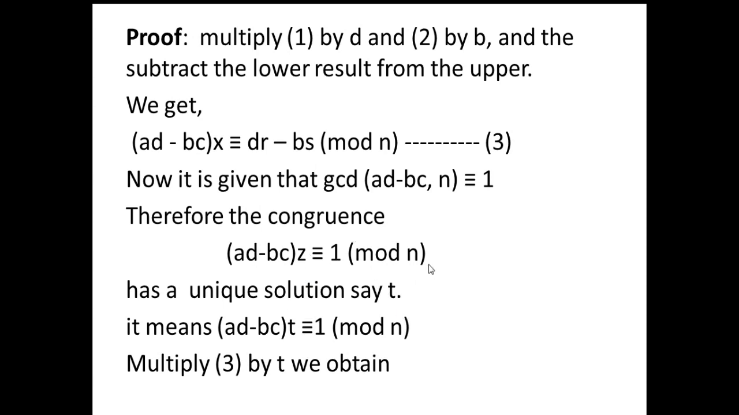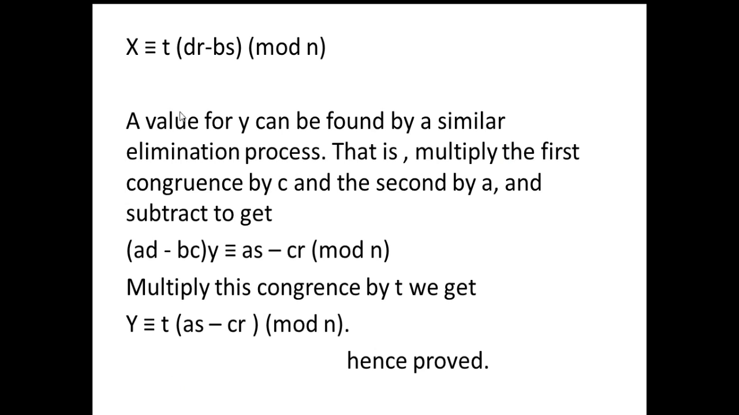It has a unique solution. Suppose that the solution is T. Therefore, (AD minus BC) times T is congruent to 1 modulo n. Now multiply 3 by T, and we get x is congruent to T times (Dr minus Bs) modulo n. So a value for y can be found by a similar elimination process.